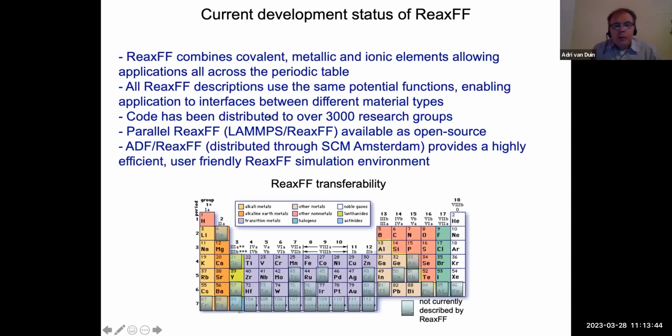We have been pretty active distributing the code. I personally distributed the code to probably over 3,000 research groups over the years, but reactive-F is also distributed through LAMMPS. I don't control the distribution, so there are arguably even more research groups that actively use reactive-F. There are two good parallel implementations, LAMMPS reactive-F and ADF reactive-F, which is distributed through SCM Amsterdam. In particular, ADF is very popular with my group, or they've now renamed themselves AMS. That provides a highly efficient and very user-friendly reactive-F simulation environment.